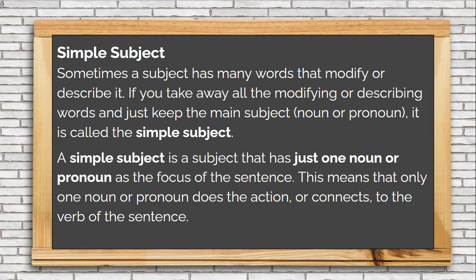What is a simple subject? Sometimes a subject has many words that modify or describe it. If you take away all the modifying or describing words and just keep the main subject, noun or pronoun, it is called the simple subject. A simple subject is a subject that has just one noun or pronoun as the focus of the sentence. This means that only one noun or pronoun does the action or connects to the verb of the sentence.